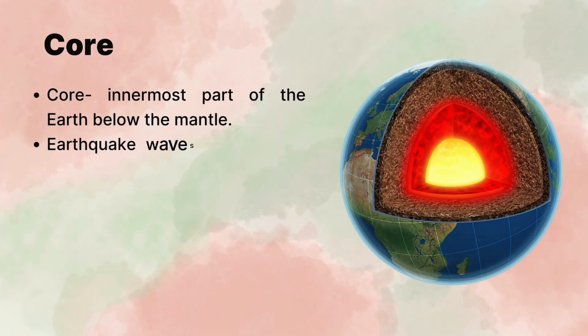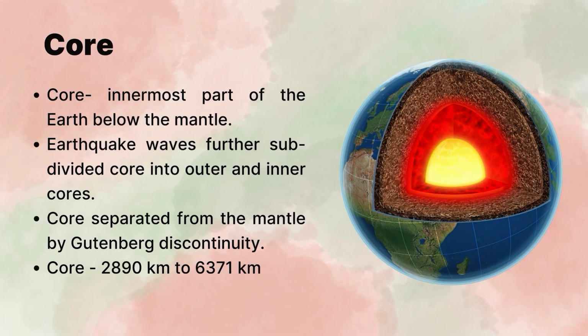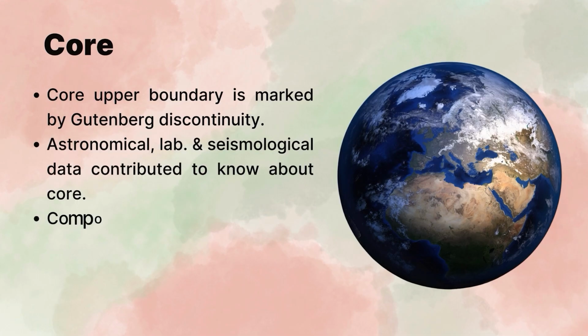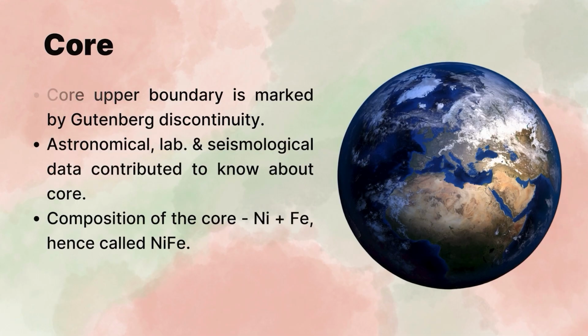Then finally the core, the innermost part of the earth below the mantle. Earth's core is further subdivided into outer and inner cores. Core is separated from the mantle by the Gutenberg discontinuity. Core extends from 2890 km to 6371 km. The core's upper boundary is marked by the Gutenberg discontinuity.